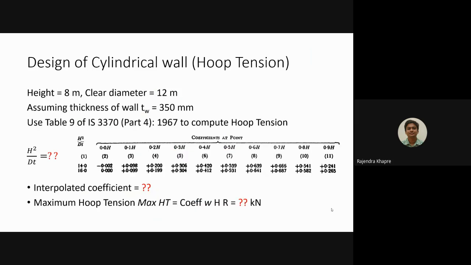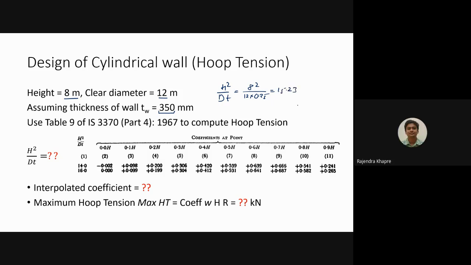Okay, so now we have to do the entire analysis. In this case we can take the h value as fixed, the diameter is 12, but this time let us take the thickness as 350 mm. So now your h square by dt value, h will be 8 square, diameter will be 12, and the thickness will be now 0.35. How much is this, h square by dt? 15.23.